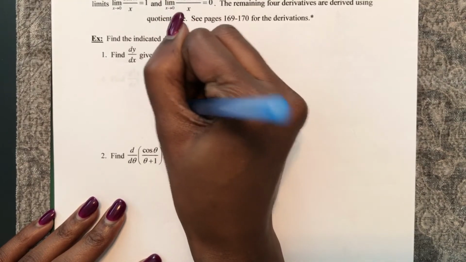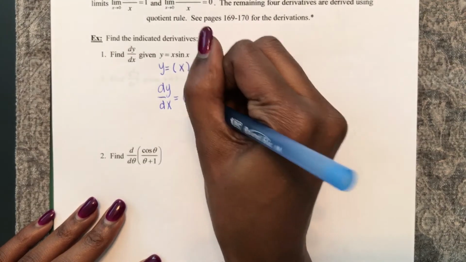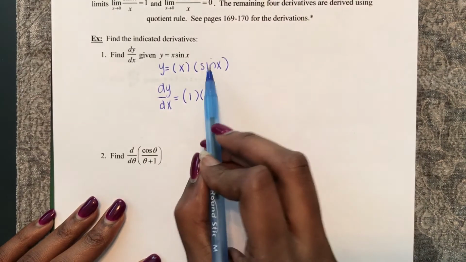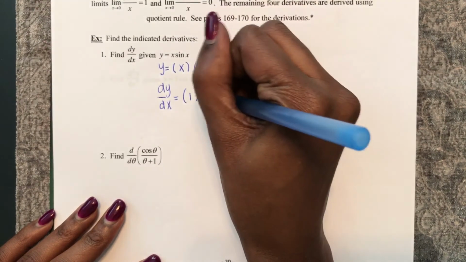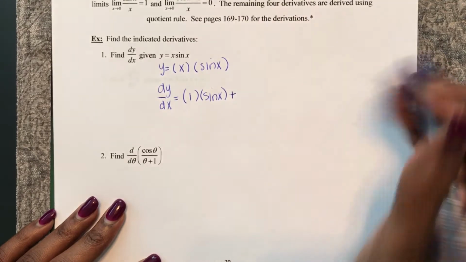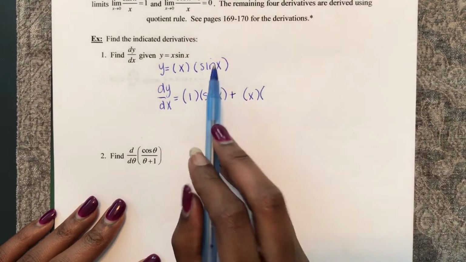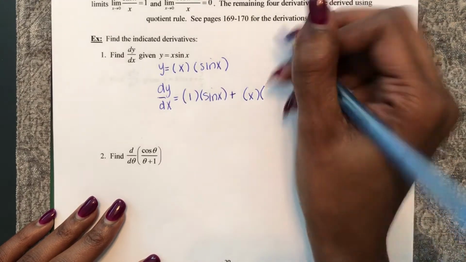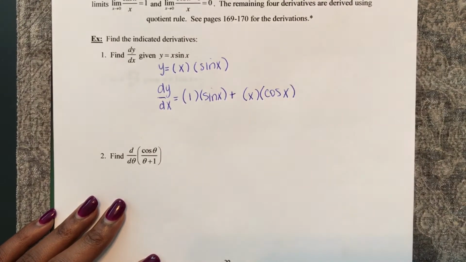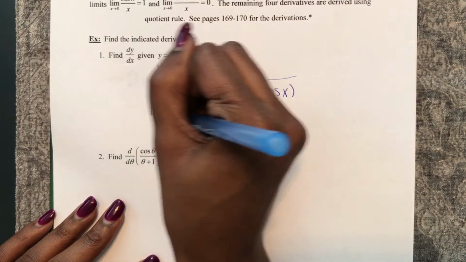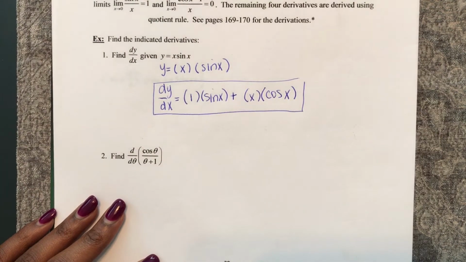dy/dx equals the derivative of x, which is 1, multiplied by the given function, sine x, plus the first function, x, multiplied by the derivative of the second function, which is cosine x. So this would be my derivative using the product rule, which honestly is the most straightforward way I see here.